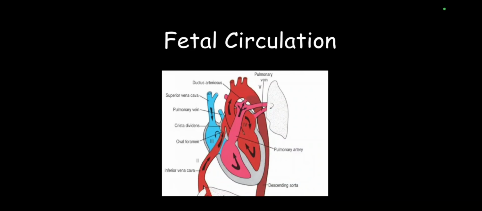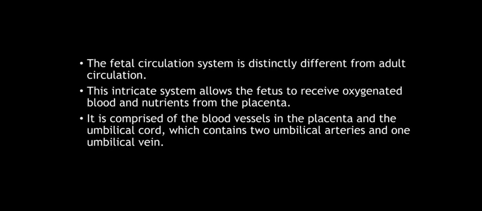Hello everyone, today we'll be discussing the fetal circulation. The fetal circulation is a system that is distinct and different from the adult circulation. So this intricate system allows the fetus to receive oxygenated blood and nutrients from the placenta.